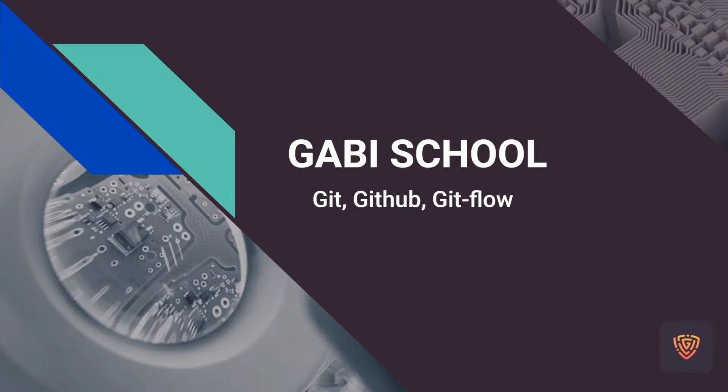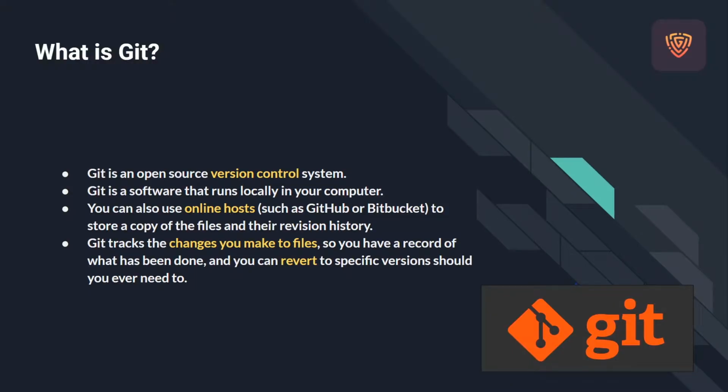So what is Git? Git is an open source version control system. You might not know what that means right now, and that's okay. Git is software that runs on your computer that keeps track of the changes you make to your code, basically. You could also use Git online, with things like GitHub. You could push your code there and it will keep track of the changes that are happening.